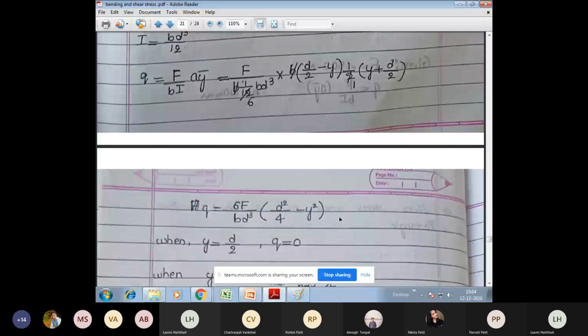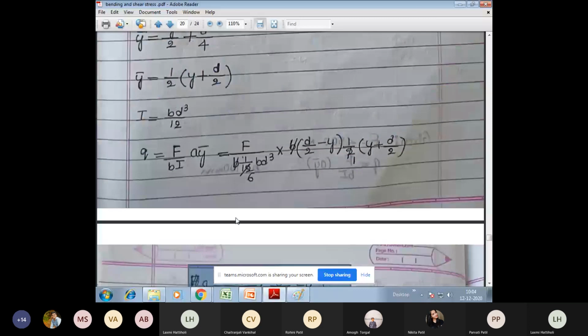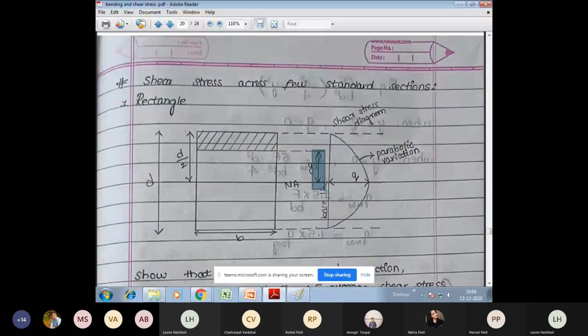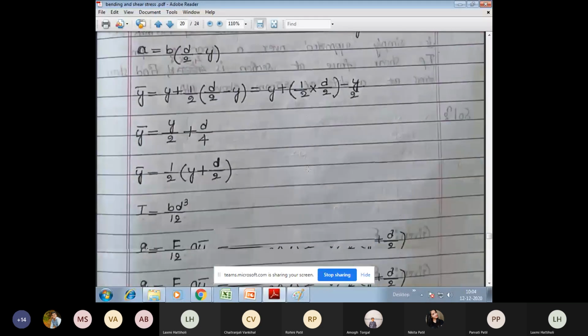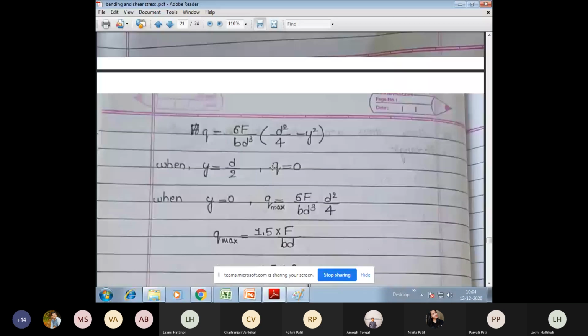Now, from this equation, you can easily plot the shear stress variation. So how do you plot the shear stress variation? In this particular formula, substitute Y is equal to D by 2. What is Y? Please observe here, this is Y. So when you take Y is equal to D by 2, in the sense Y at the top, my fiber is here now. When Y is equal to D by 2 or at the top, Q is equal to 0. That's what we have discussed now. At the top, the shear stress will always be 0.